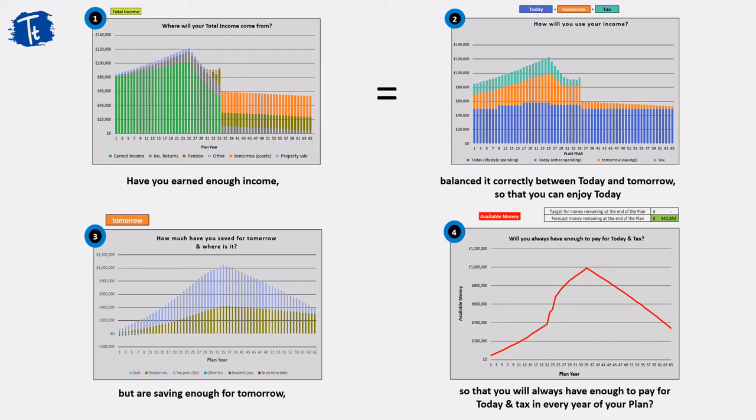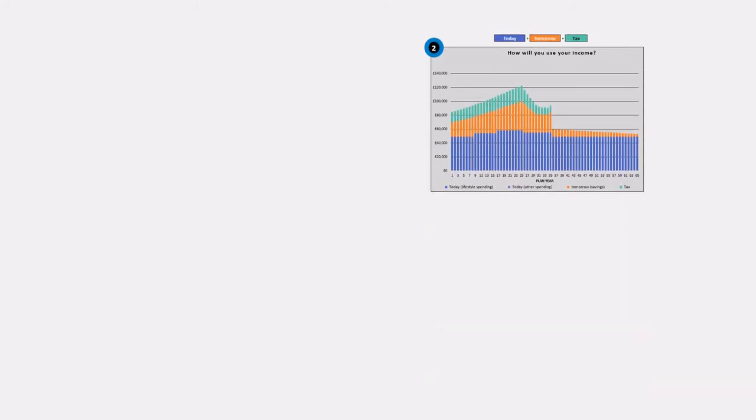Your plan might be positive with Graph 4 showing available money in every year, but is it balanced? We talk a lot about the balance of your plan, so let's take a closer look at what we mean by balance and how we can see it in the graphs. By looking at Graph 2, you can see how your planned lifestyle spending varies across the duration of your plan. A bit like butter on toast, are you spreading those amounts as you would like across today and tomorrow? Maybe you are living for today and ignoring tomorrow, or maybe the other way around.